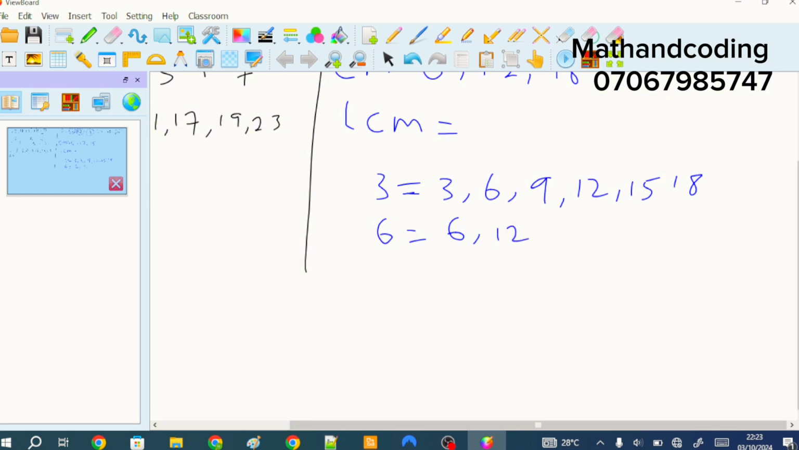Once I'm able to spot that, there is no need to continue to write, because I know that even if I have more common multiples, that first one will always be my LCM. So my LCM is equal to 6. That is what they asked me to find. The LCM is the smallest one, and the LCM is always the first common multiple. Please take note of that. All right.